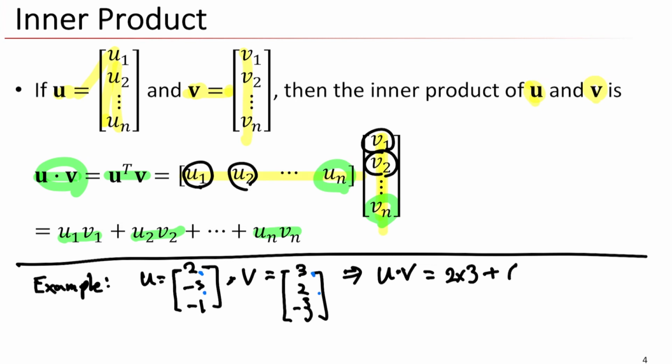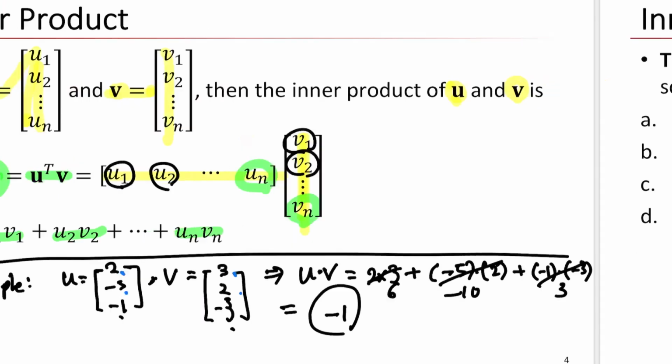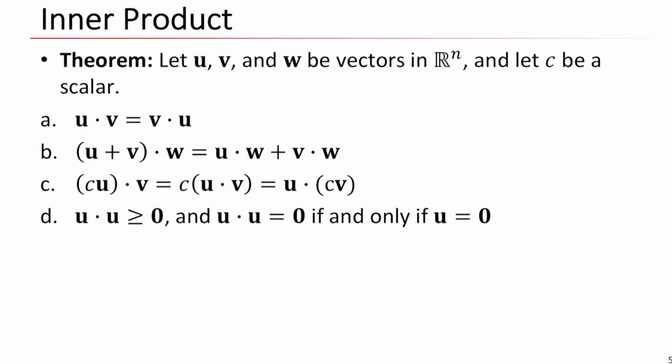So negative 5 times 2, right? And then negative 1 times negative 3, right? So it will be 6, negative 10, and 3. So it will be negative 1. Okay, so this is very intuitive, right? So this is the definition of the inner product.